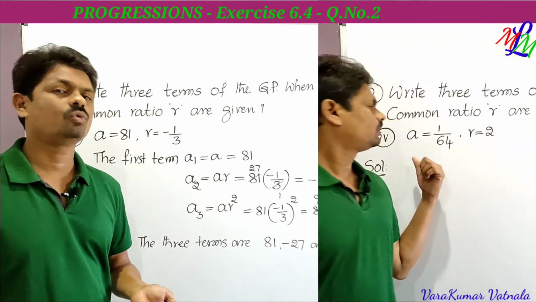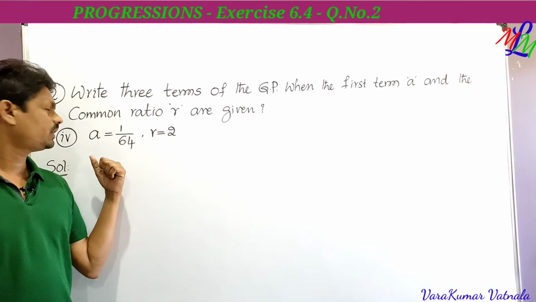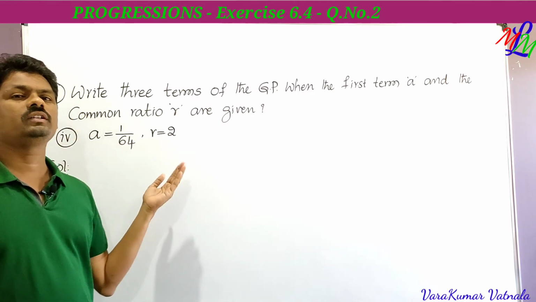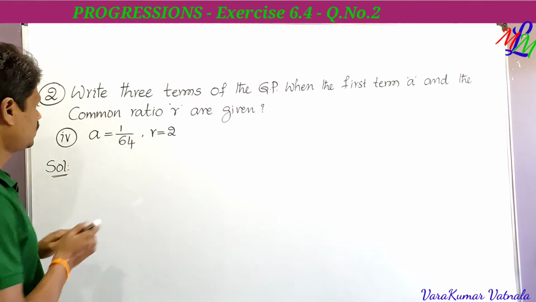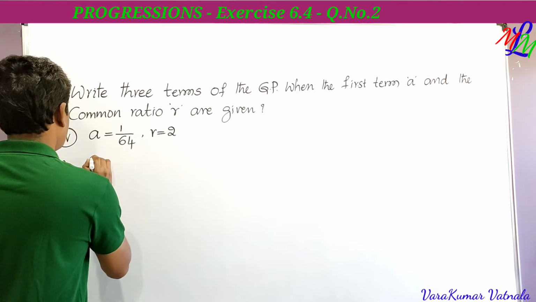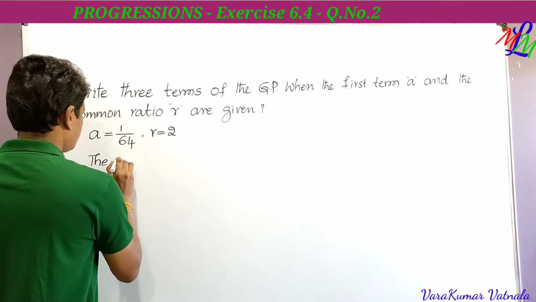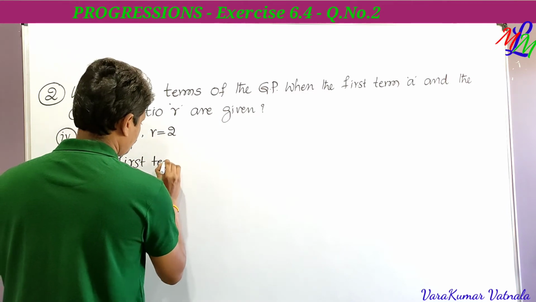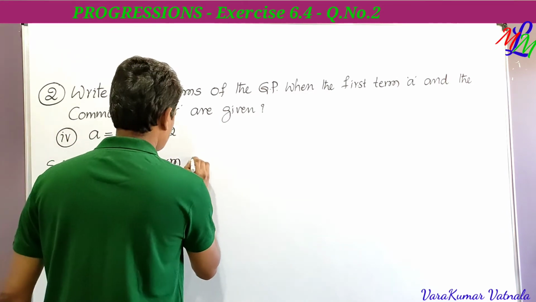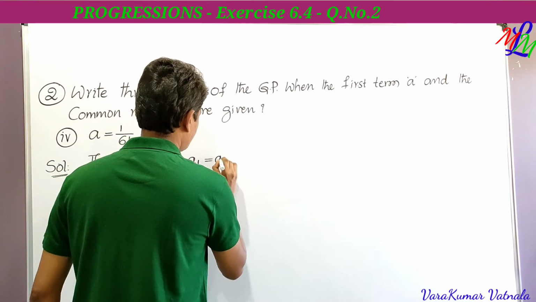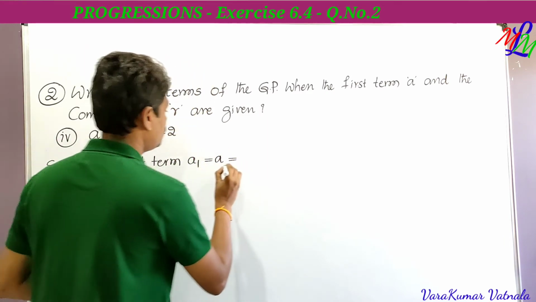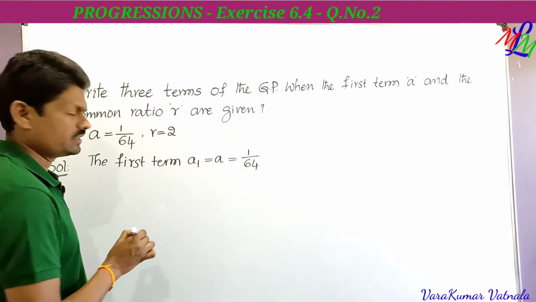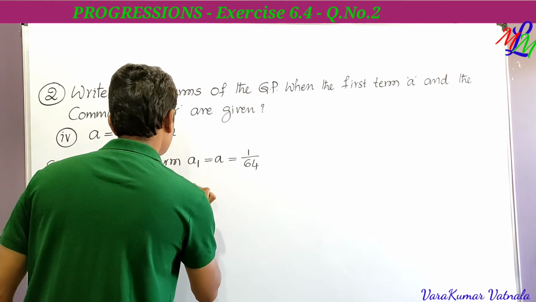Next we have to solve the fourth bit. This is the fourth bit, student. He has given a is equal to 1 by 64, r is equal to 2. We have to write the 3 terms of the geometric progression. So here the first term is a1. So a1 is itself a, the value of a given is 1 by 64. So this is the first term, and the second term is denoted by a2.